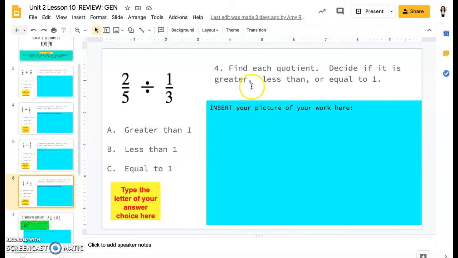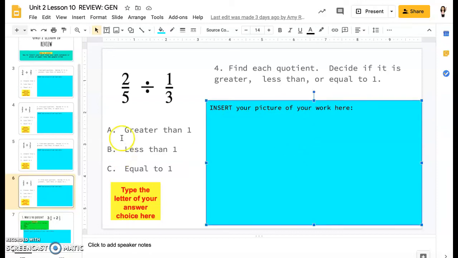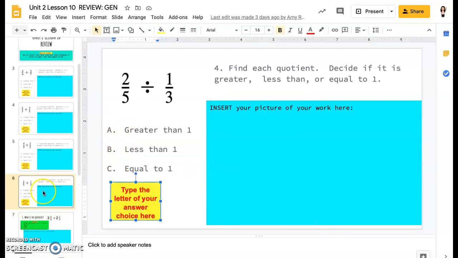Number 4, find each quotient. Decide if it is greater, less than, or equal to 1. 2/5 divided by 1/3. Keep it, change it, flip it. You will now insert your picture of your work in the blue box over here. You will then select A, B, or C and type in your letter choice in the yellow box here.